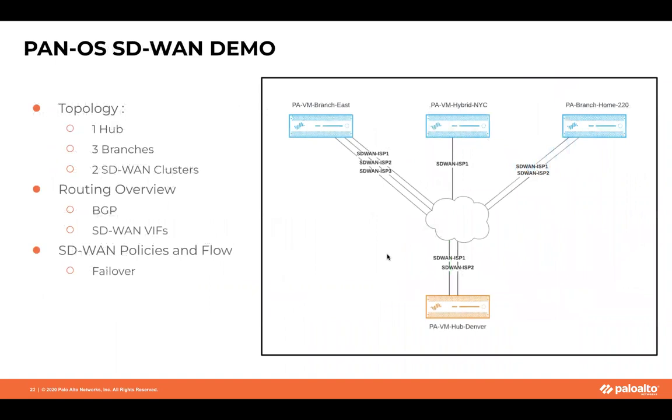So since we are short on time, I'll just go over my quick lab topology I have set up here. And most of the screenshots you saw were from this specific lab. But basically, I have 1 hub, 3 branches, and I have 2 SD-WAN clusters. Branch East and this 220 are part of a single cluster, and then this hybrid NYC is part of a separate cluster. We'll go over some BGP routing overview, SD-WAN VIFs, and then we'll go over some SD-WAN policies and flows and how the failovers work, basically.